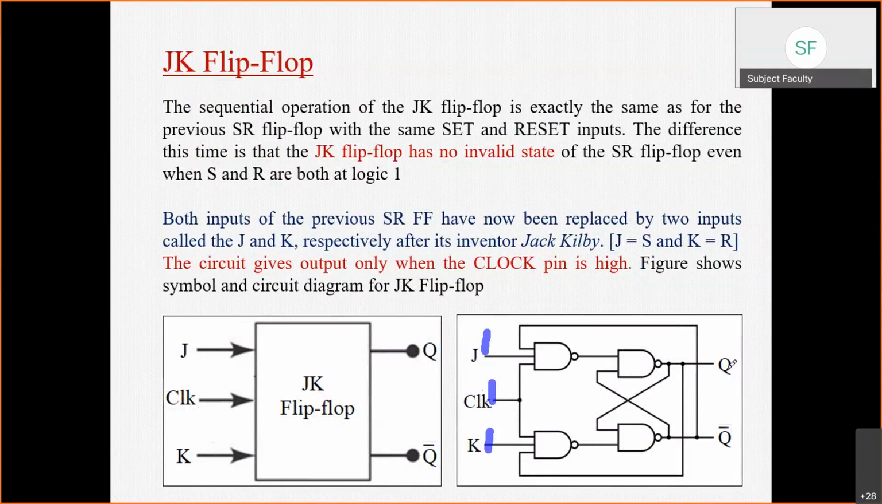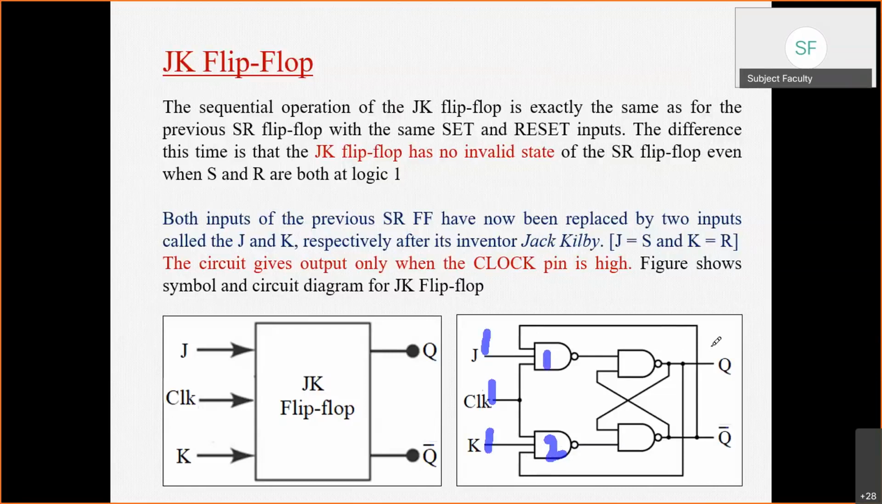Now we will first consider the value of Q, because you observe that these two are nothing but 3 input NAND gates. For these 3 input NAND gates, the values of 2 inputs we know. For this upper NAND gate, the value of J is known to us and the value of CLK, that is clock, is also known to us. But this particular value is not known to us, which is nothing but Q bar. Similarly, for the lower NAND gate, the value of clock and K is known to us, but the third input is unknown, which is nothing but Q.